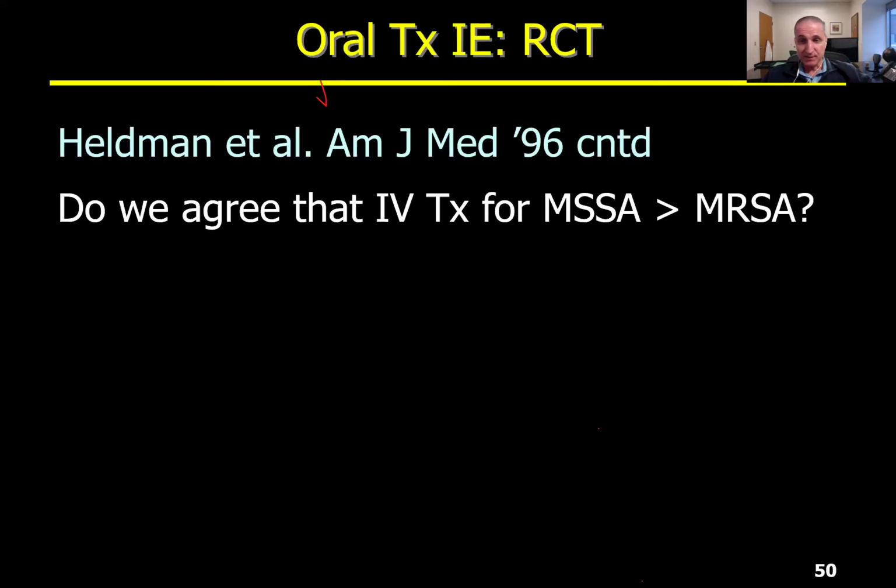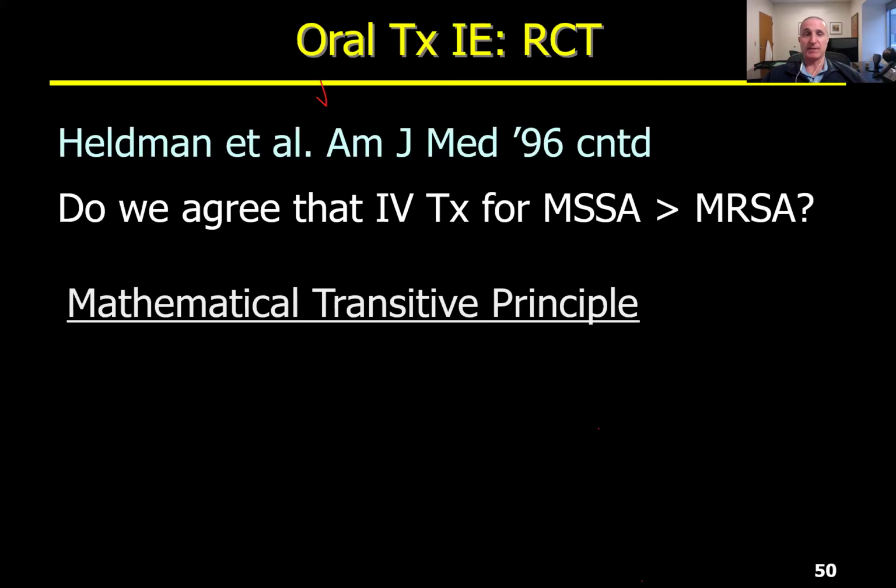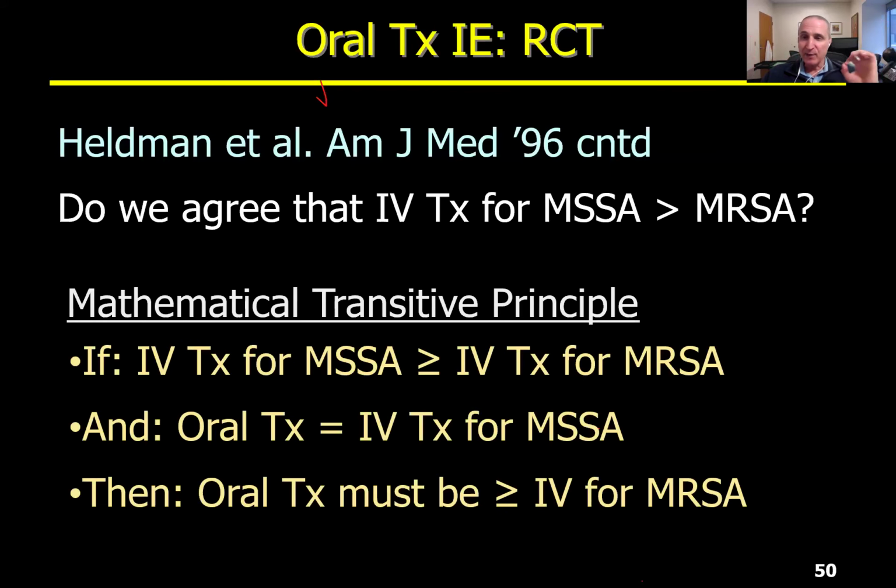So if you agree with this statement, then what we have is the mathematical transitive principle. If A equals B and B equals C, then A equals C, okay? If IV beta-lactams are at least as effective in treating MSSA as IV Vanco is for treating MRSA, and I then show that oral therapy is at least as effective as the more effective IV therapy for MSSA, then it must be at least as effective as the IV therapy for MRSA. It's the mathematical transitive principle.